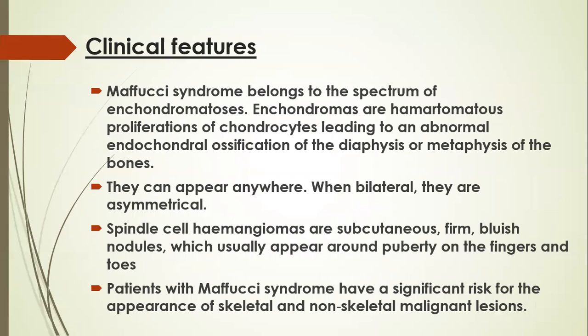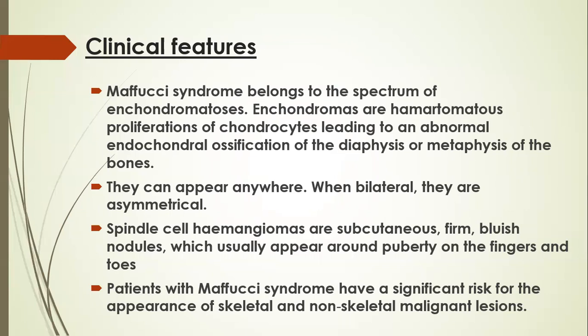The syndrome belongs to the spectrum of enchondromatosis. Enchondromas are hamartomatous proliferation of chondrocytes leading to abnormal endochondral ossification of the diaphysis or metaphysis of the bones. They can appear anywhere. When bilateral, they are asymmetrical. Then spindle cell hemangiomas are subcutaneous, firm bluish nodules, usually appearing around puberty on fingers and toes.